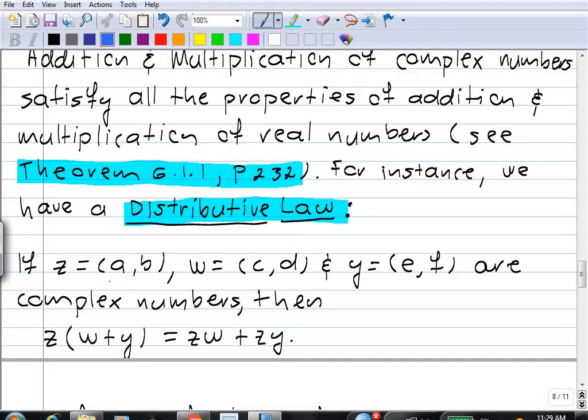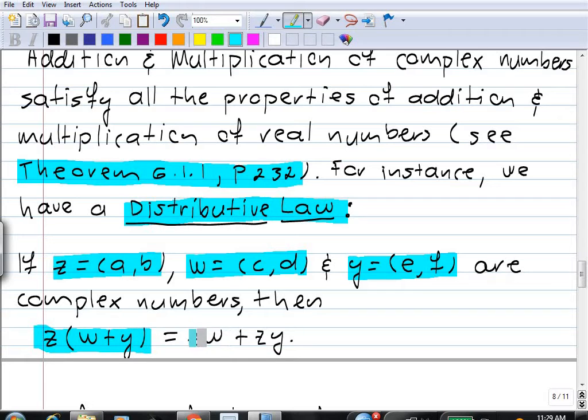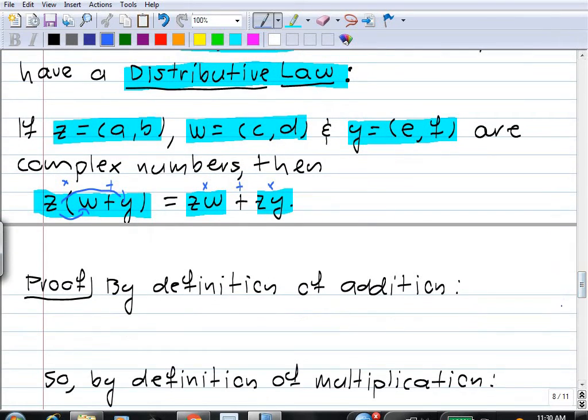So if we have three complex numbers, Z is (A, B), W is (C, D), and Y is (E, F), then Z times (W plus Y) equals ZW plus ZY. Note here that we first do the addition and then we do the multiplication, whereas here we do multiplication, multiplication, and then addition. So we're basically multiplying into the bracket. Now, to see that this is so, we just apply the definitions of addition and multiplication for complex numbers.